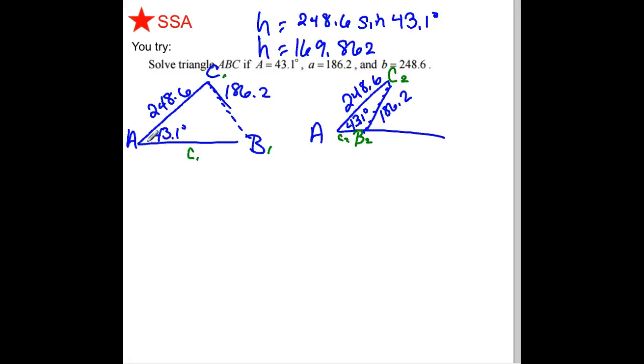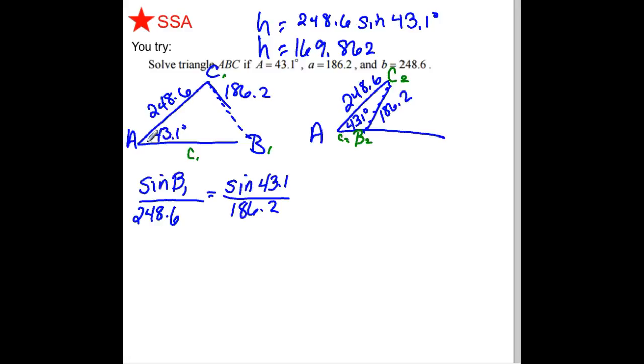Do we have an angle and its opposite side where we know both values? Yes? Which one? The angle A, side A? Okay, so we can use that in our law of sines proportion, and can we use that then to find angle B? Okay, so the sine of angle B sub 1 compared to its opposite side, 248.6, has to equal the sine of angle A, which is 43.1, compared to side A, 186.2.